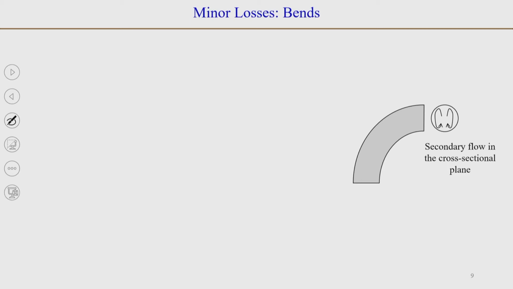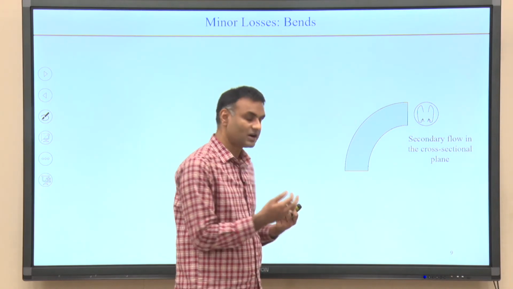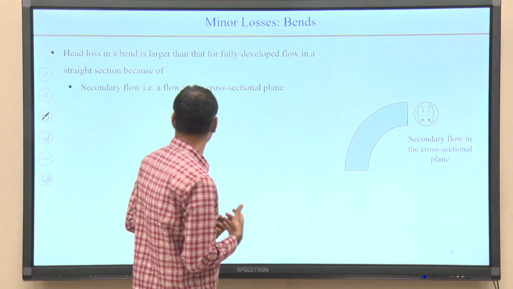Okay. Then the other component is bends or elbows. In bends and elbows, basically the flow is turned, and when the flow is turned, you could see two things happening here.